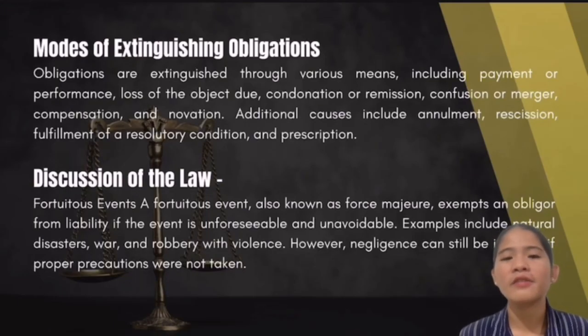So we also have here fortuitous events. A fortuitous event, also known as force majeure, exempts an obligor from liability if the event is unforeseeable and unavoidable. Examples include natural disasters, war, and robbery with violence. However, negligence can still be imputed if proper precautions were not taken.